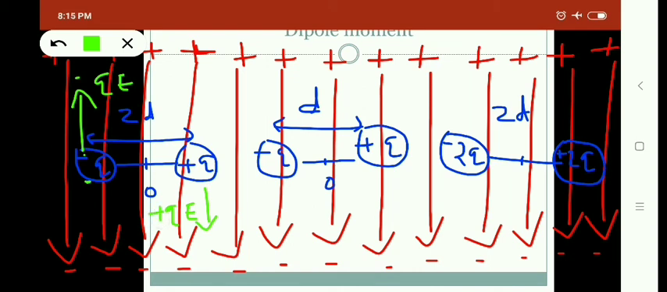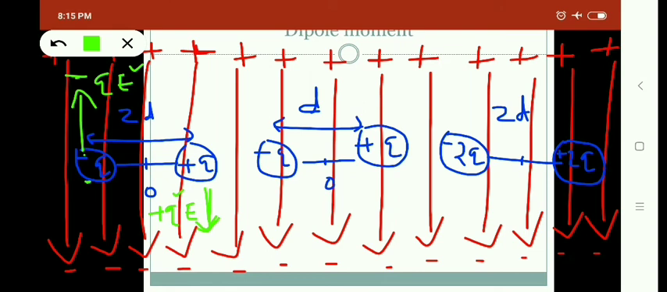Here we can see two forces. One is plus qE, acting in the downward direction. Another is minus qE, acting in the upward direction. So we have two opposite forces. At the same time, what is their magnitude? The magnitude of this force is qE, and the magnitude of this force is also qE.